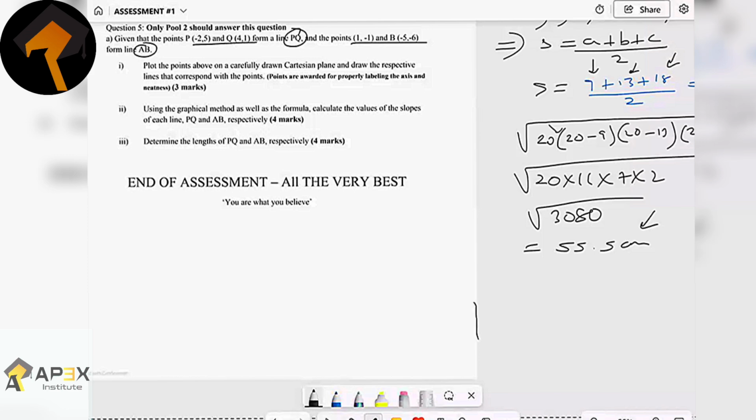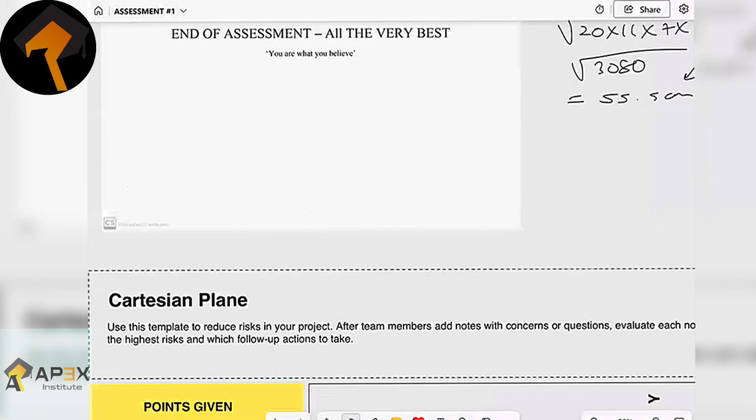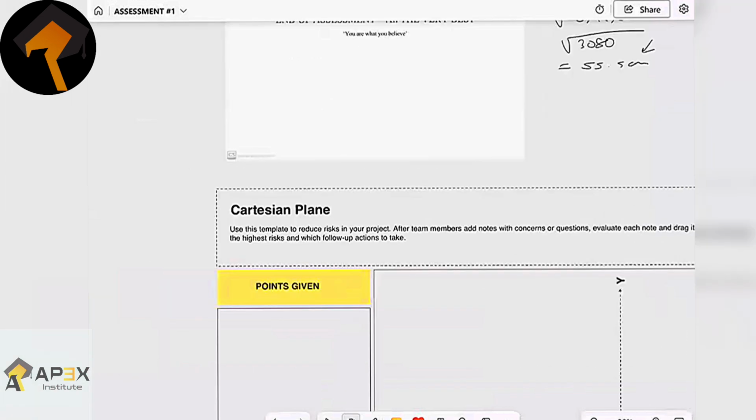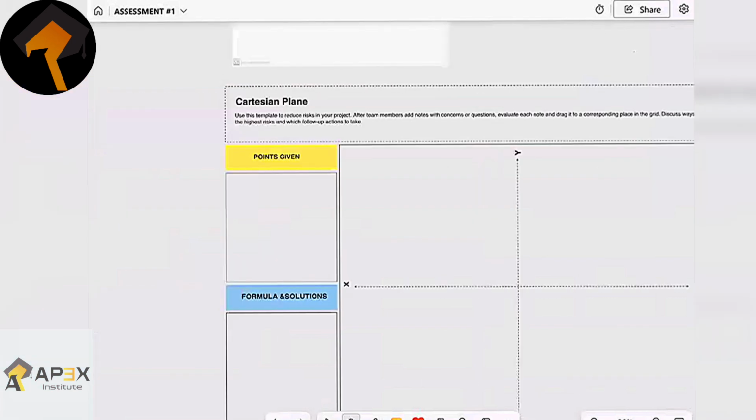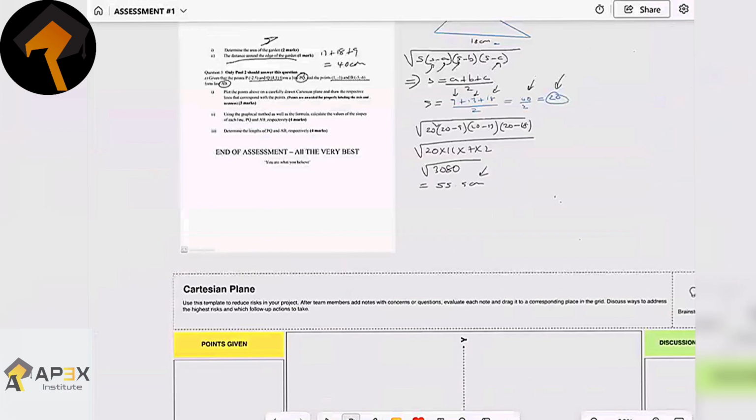All right, and so if we scroll across here, you'll realize that I've already designed some sort of Cartesian plane here. I've drawn one for you. I couldn't actually get a graph paper, so I had to use a template for this. So bear with me, guys. Let me just quickly grab the points from up here. We said that the points were -2, 5. That's P. And Q is 4, 1. I want to grab them so I don't have to go back up there and look.